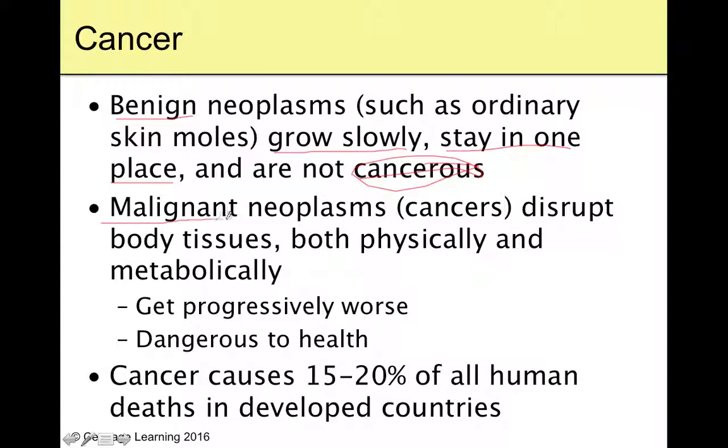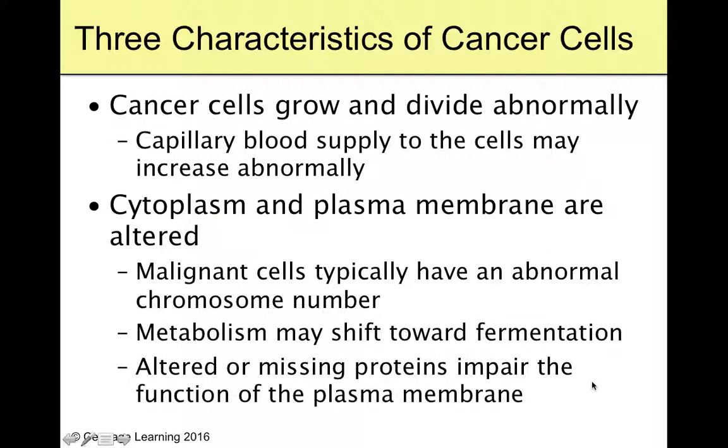Malignant neoplasms. Malignant is a bad word. That means it's cancer. It's going to disrupt body tissues. A lot of times it can move around, affect other body tissues, change our metabolism, get progressively worse, dangerous to your health, not good stuff. Cancer is causing somewhere between the order of 15 to 20% of all human deaths in developed countries. And so malignant neoplasms are cancers, and that is not a good thing.